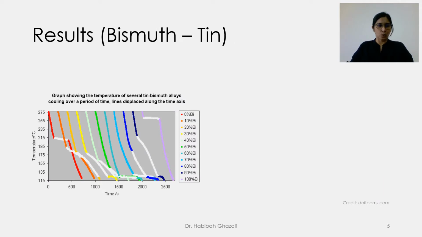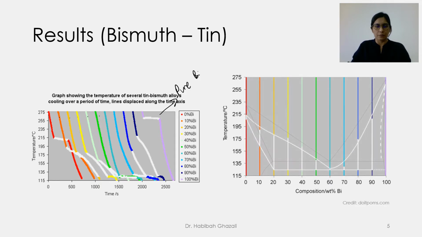These here are the setup of how they conducted this experiment. These are the cooling curves of these various compositions of bismuth and tin alloys. It started with the red color of pure tin, and this purple color here on the other end is pure bismuth. In between, you have various alloys consisting of bismuth and tin at different compositions. From here we construct the phase diagram, similar to how we constructed the isomorphous phase diagram.